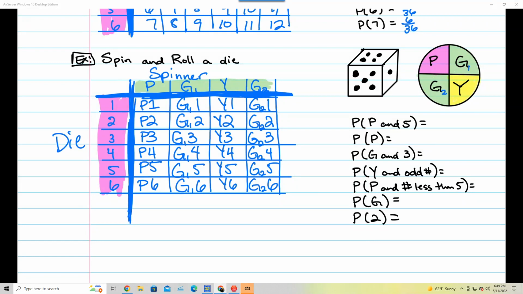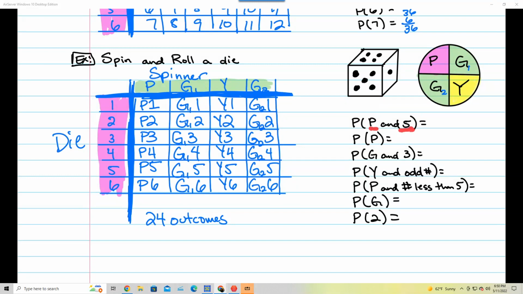Now that we have our table filled out, let's go ahead and start writing some of these probabilities. I want the probability that I end up with a pink, and it's a 5. So I'm going to look at my outcomes over here. First things first, I need to figure out how many different outcomes were there total. Again, you can count them all up. I'm not going to do that. Instead, I know that there are 4 spaces going this way, 6 spaces going this way. 4 times 6 means that there are 24 outcomes total. I'm going to go ahead and write this here because I know all my denominators now are going to be out of 24.